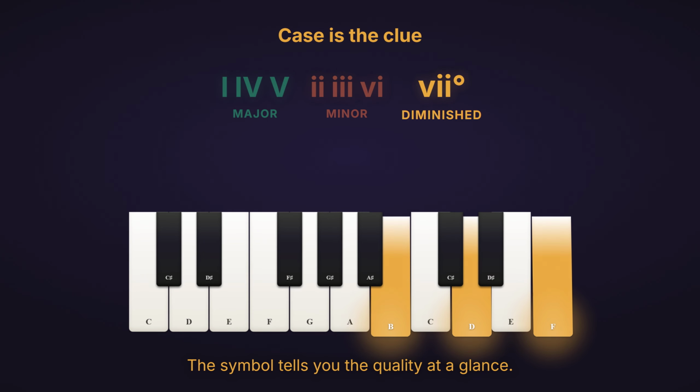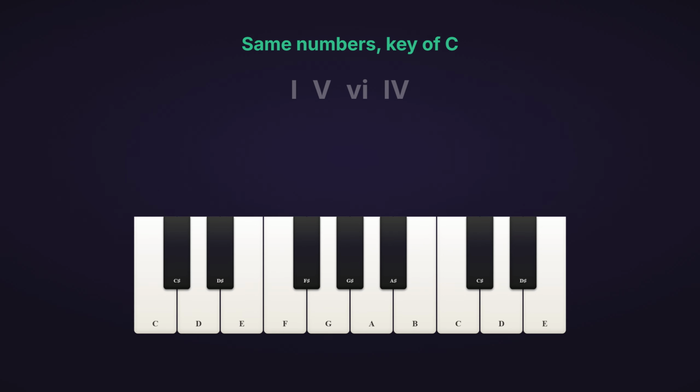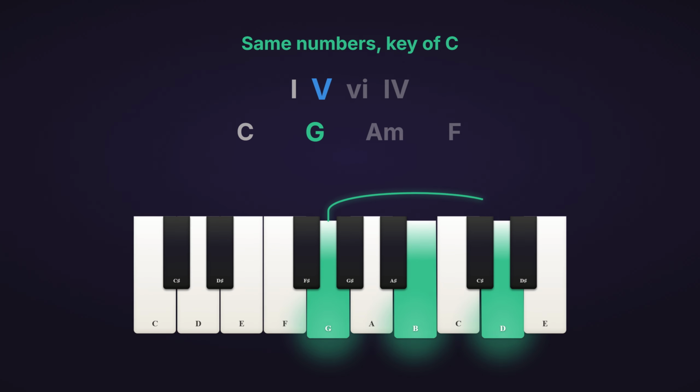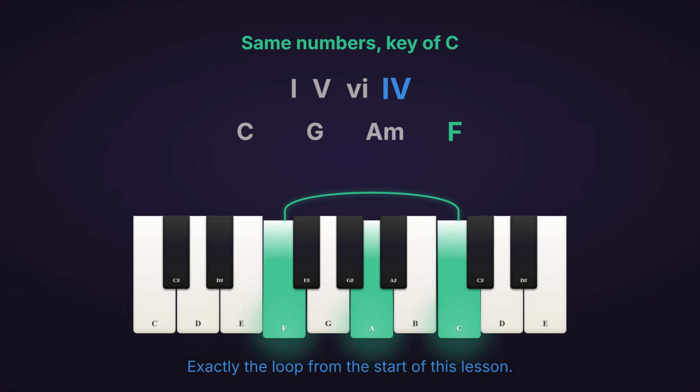Now the payoff, the reason any of this is worth your time. Take a progression and write it in numbers, 1, 5, 6, 4. That is it, just numerals, no key attached yet. Now realize it in C. The 1 is C, the 5 is G, the 6 is A minor, the 4 is F. Play that and you get exactly the loop from the very start of this lesson.